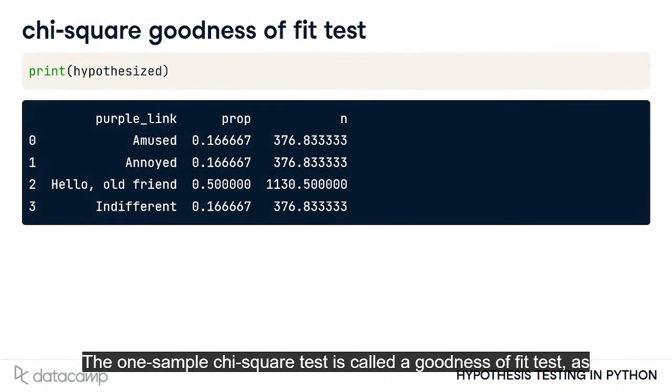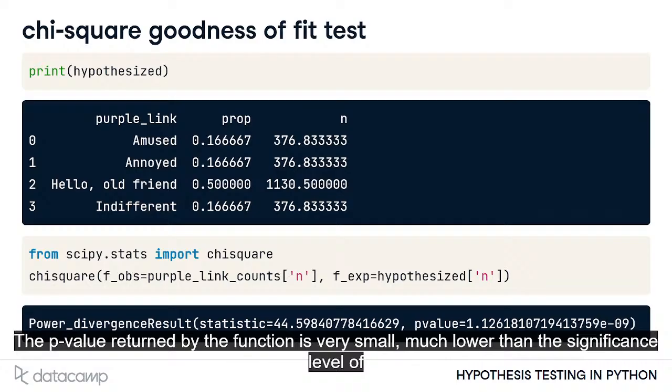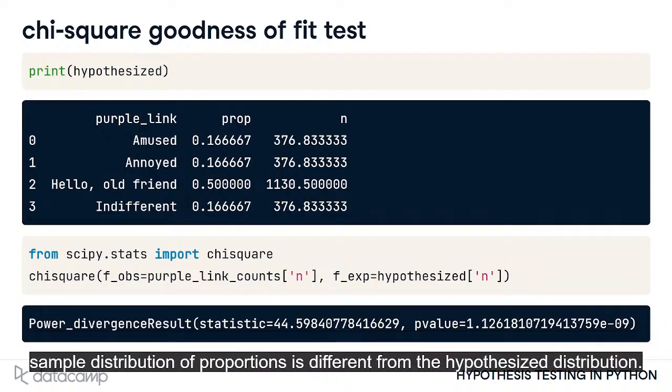The one-sample chi-square test is called a goodness of fit test, as we're testing how well our hypothesized data fits the observed data. To run the test, we use the chisquare method from scipy.stats. There are two required arguments to chisquare: an array-like object for the observed counts, f_obs, and one for the expected counts, f_exp. The p-value returned by the function is very small, much lower than the significance level of 0.01. So we conclude that the sample distribution of proportions is different from the hypothesized distribution.